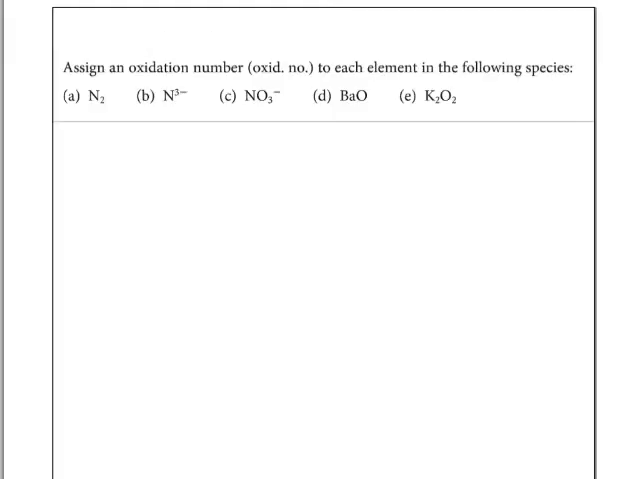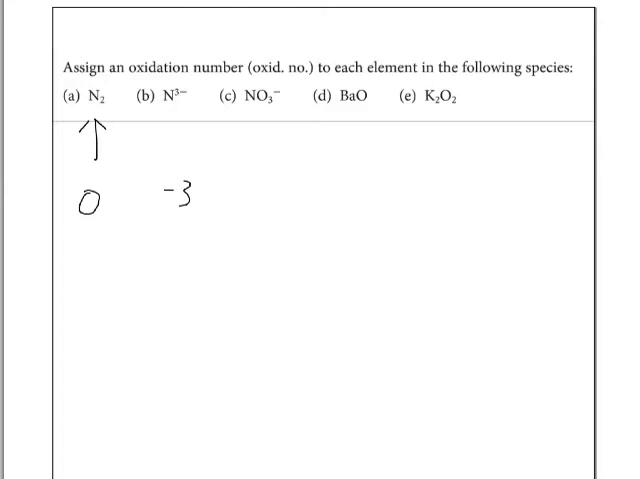Alright, so let's apply these rules and see how they work out in actual examples. Okay, for the first one, we have nitrogen, N2, and we said that anything that is uncombined, including the diatomics, is going to be 0, so the nitrogen is 0. We have N3-, and the rule that applies here is that the oxidation number is the same as the charge on the atom, so this is -3.